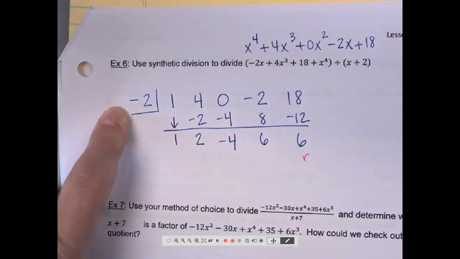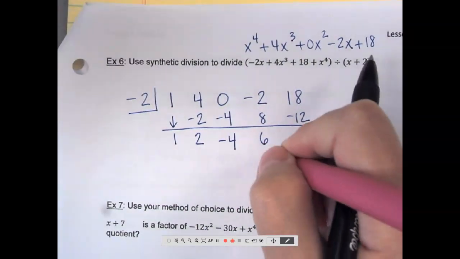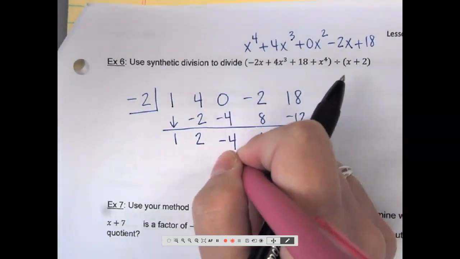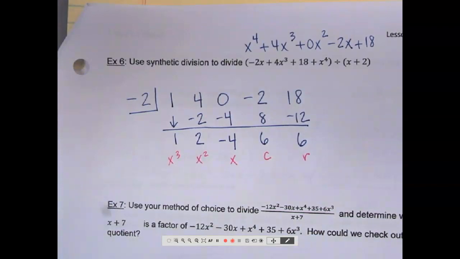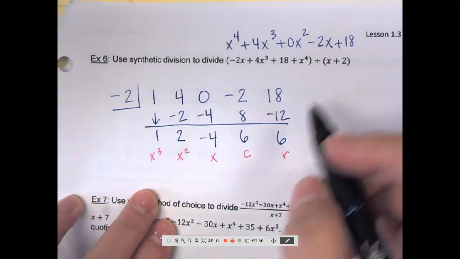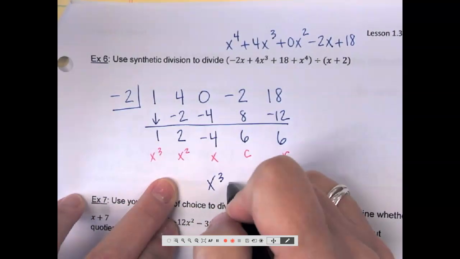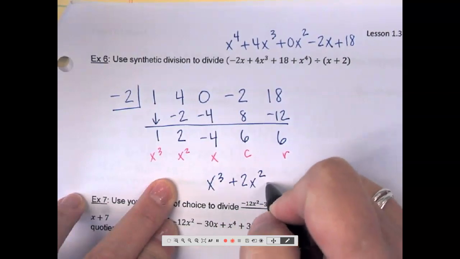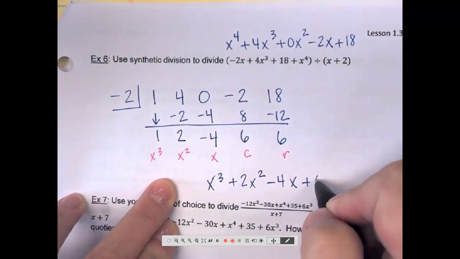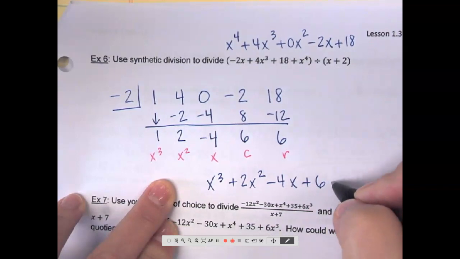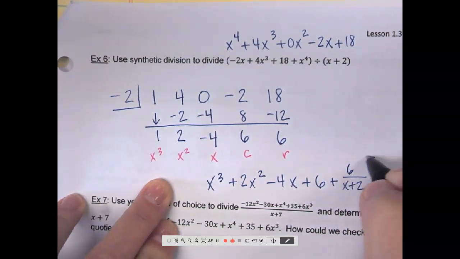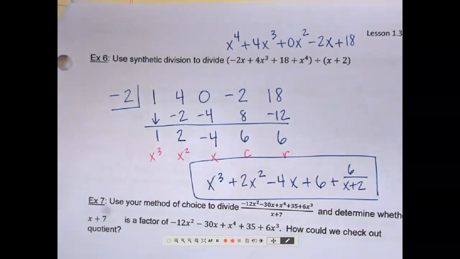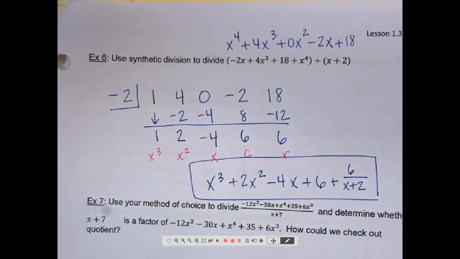All right, don't forget that this is your remainder. Then the constant, then x squared, x cubed. Keep going until you run out of numbers. So my answer is x cubed plus 2x squared minus 4x plus 6. That's a positive remainder, so plus 6 over x plus 2. Oh my goodness.